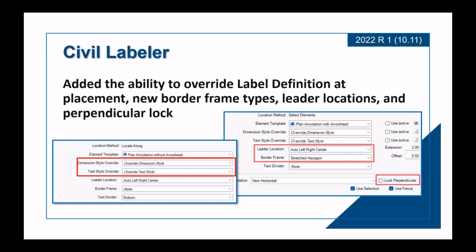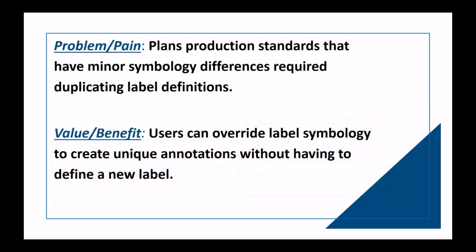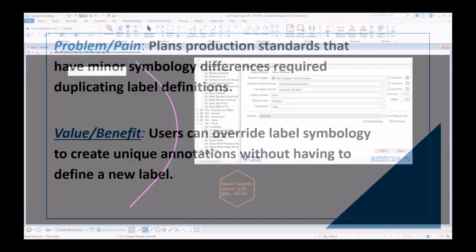We've also added some new functionality in some new border frames. We gave a new stretched hexagon frame, which takes up less white space. And we've given you more anchor point locations for the leaders. You can connect to the points in the corners now, in addition to the left, right, top, and bottom. And there's some new lock perpendicular functionality that gives you more capability in what you're tying to. So we've heard you that your plans production standards are important and you needed more flexibility in that tool, and that's what we aimed to provide.